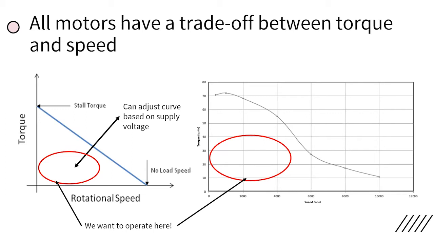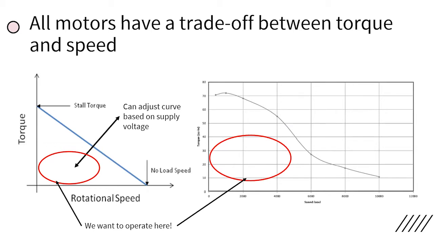DC motors have a very strong linear relationship between torque and speed, but it doesn't necessarily work as well for stepper motors. Stepper motors are what you see here on the right. And we see based on this plot that the linear relationship does not quite hold nearly as well.